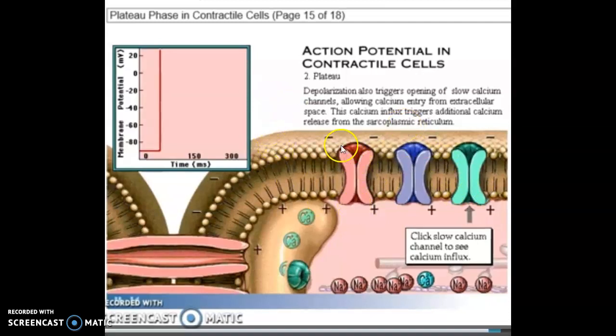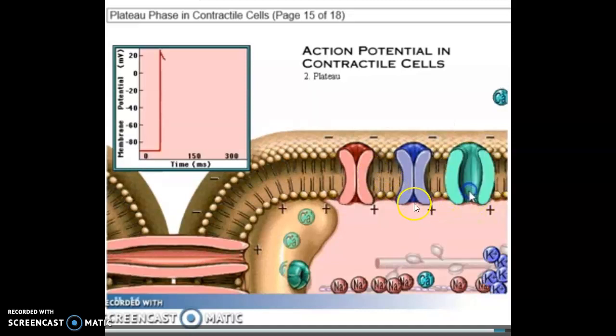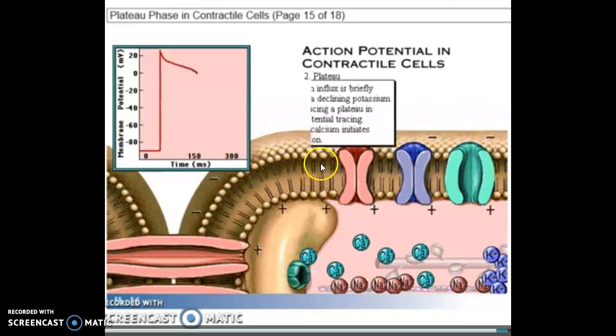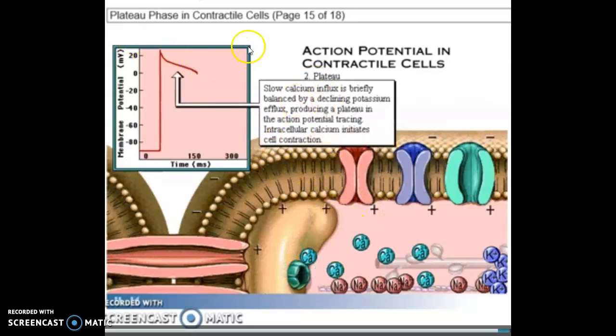This calcium influx triggers additional calcium release from the sarcoplasmic reticulum. Click the calcium channel to see the slow calcium influx. The slow calcium influx is briefly balanced by a declining potassium efflux, producing a plateau in the action potential tracing.